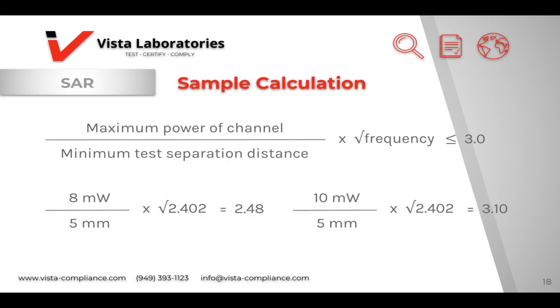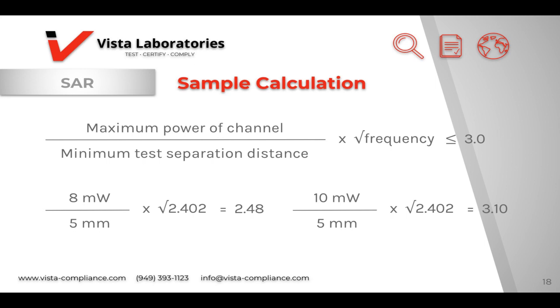Taking a look at a simple sample calculation, if you have a product where the maximum peak conducted output power, which is usually measured in dBm, is 9 dBm, then converted to milliwatts is 8 milliwatts. Using a minimum separation distance of 5 millimeters and an operating frequency of 2.4 gigahertz, you have a value of 2.48. But if that product was just 1 dBm higher, so if it was 10 dBm, that would be 10 milliwatts, and using the same test separation distance, you would have a value of 3.1, which would be exceeding the SAR limit.